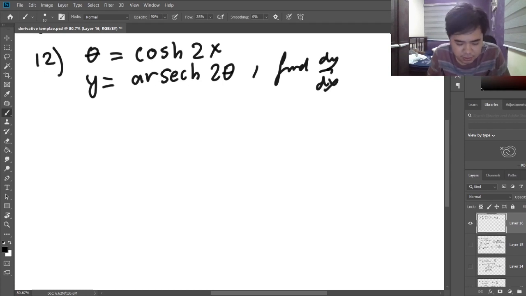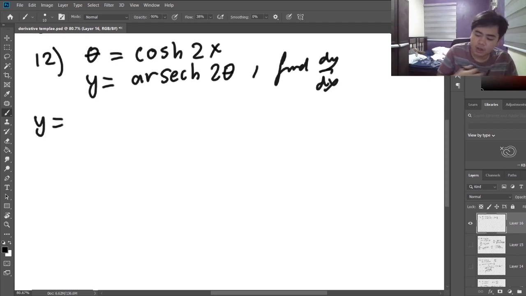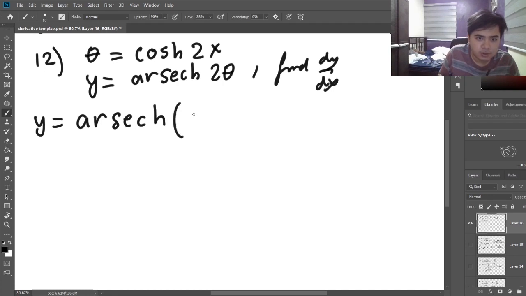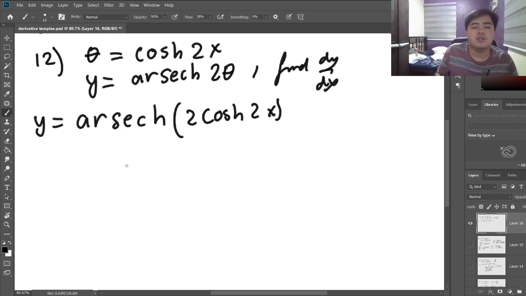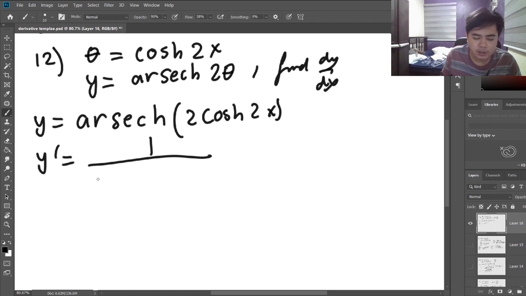So let's use the normal way. The normal way entails that we have to make y a function of x. So we need to substitute theta with cosh 2x. So y is the inverse hyperbolic secant of 2 cosh of 2x, correct? Then the derivative is equal to 1 over 2 cosh 2x times the square root of 1 minus the square of this.